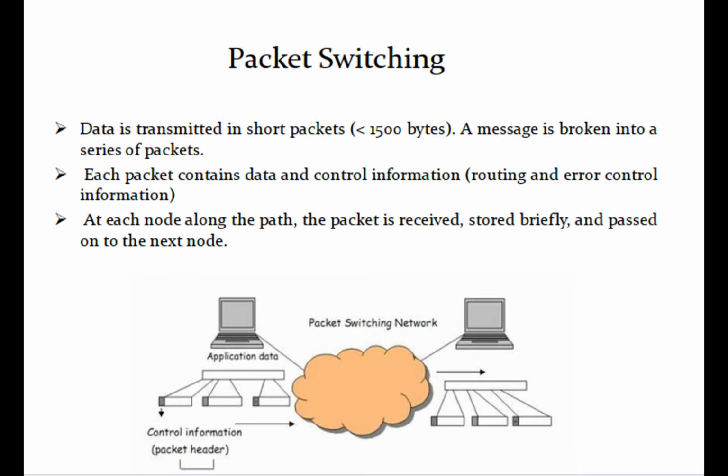Packet switching. Data is transmitted in short packets, less than 1500 bytes. Messages are broken into a series of packets. Each packet contains data plus control information, routing or control information. At each node along the path, the packet is received, stored briefly and passed on to the next node.